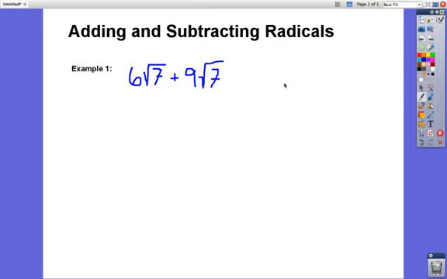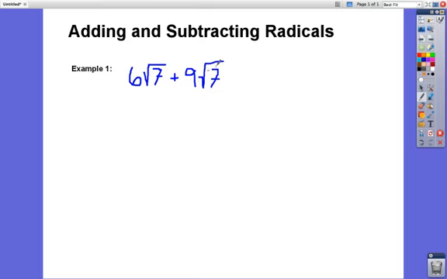Alright, so today we are going to be adding and subtracting radicals. So our first example, we have 6 times the square root of 7 plus 9 times the square root of 7. So we're basically taking what we did yesterday and doing two problems at once and combining them.